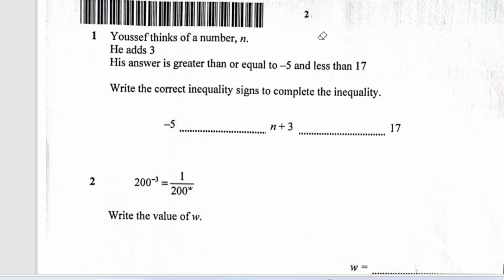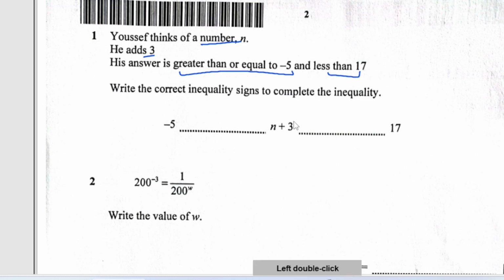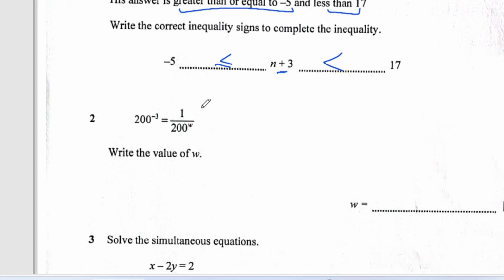The first question that you can see here: Yusuf thinks of a number n. He adds 3. His answer is greater than or equal to -5 and less than 17. Write correct inequality signs to complete the inequality. Now this number is the number he is talking about. This number is less than 17, so we are going to put a less than sign here. Then this number is going to be less than or equal to, because n plus 3 is going to be greater than this, so the sign is going to be less than here. Less than or equal to.